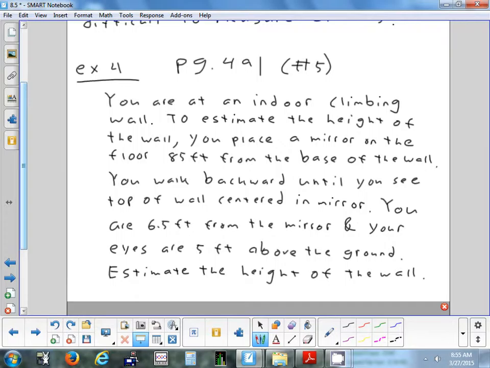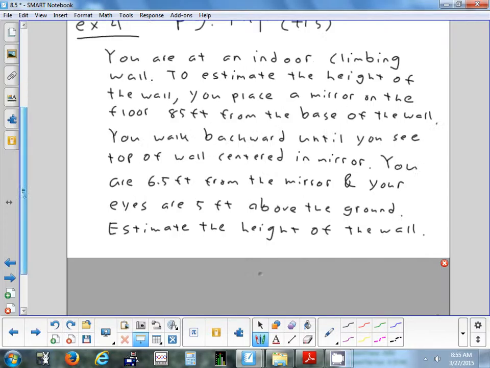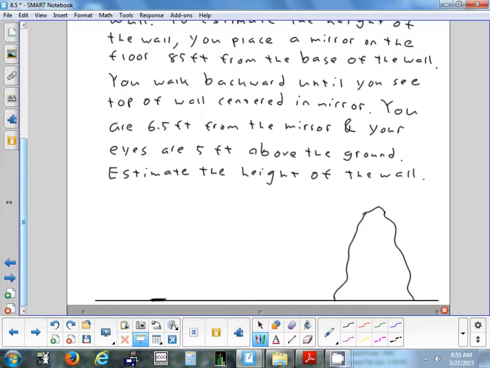Yeah, we should draw it out. Hopefully we're going to draw it out, and our goal is to draw some triangles and figure out somehow we should have similar triangles here. So what I started to do was sketch it. We have a mirror on the ground right there. Here's the top of the rock wall over there.